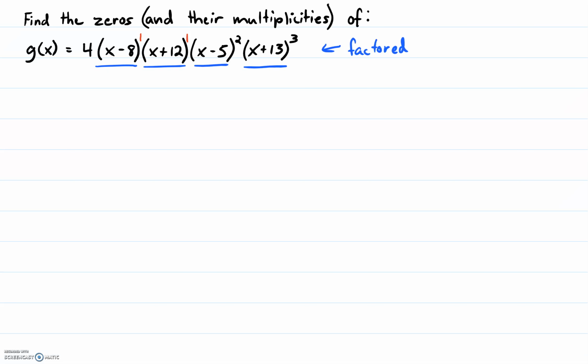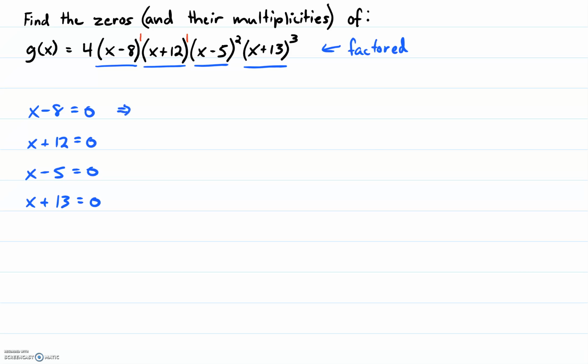So now what we want to do is set each of those factors equal to 0 separately. So we're going to set the x minus 8 equal to 0. We're going to set the x plus 12 equal to 0. And we're going to set the x minus 5 equal to 0. You don't have to worry about the fact that it's raised to the second power. All you have to do is put what's in the parentheses. Same thing with the x plus 13. We're going to set each of those equal to 0, and then you're going to solve all of them.